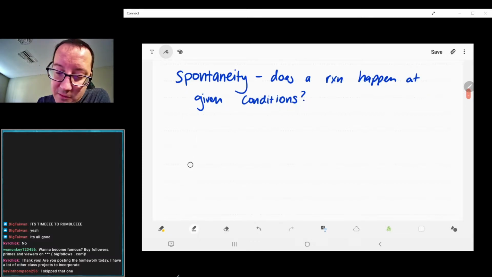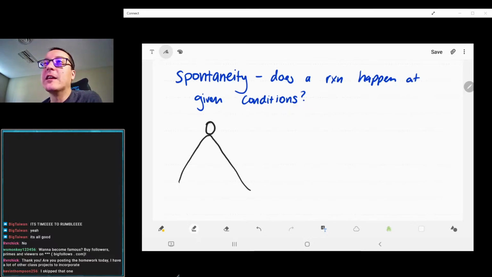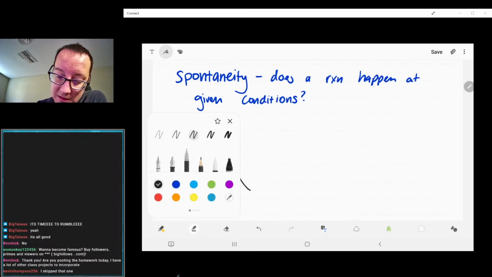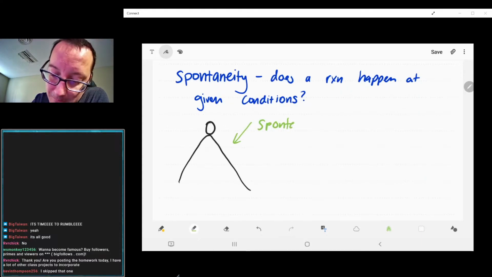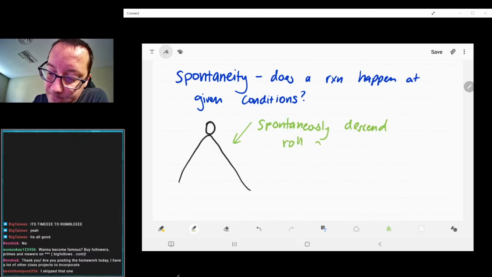I don't know why I'm drawing a graph. It should not be a graph, but here we go. Here's a mountain. Here's a boulder that is just over the edge. And so, will this boulder roll down to the bottom of the mountain? Yes, it will spontaneously, that is to say, we don't have to give it any extra impetus to happen. It's just going to happen by itself. If we have a boulder at the top of the mountain, assuming it is overcoming friction, this will spontaneously descend or roll down the mountain. It's just going to tumble, tumble, tumble down it goes.